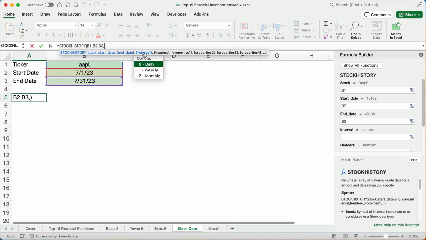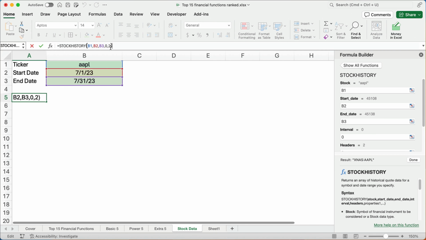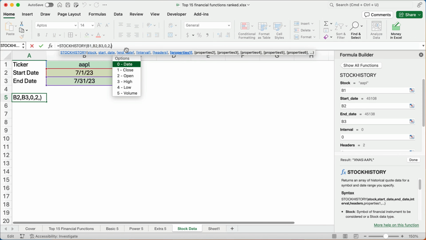Weekly will give a little bit more information, but daily will give me the most information. So I'm going to put daily, and then I'm going to do comma. And do I want no header, or show the header, or show the ticker and the header? So yes, I want to do that. And then the last thing is, what information do we pull?